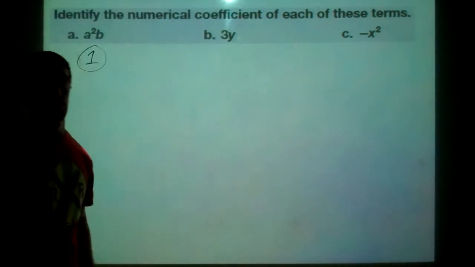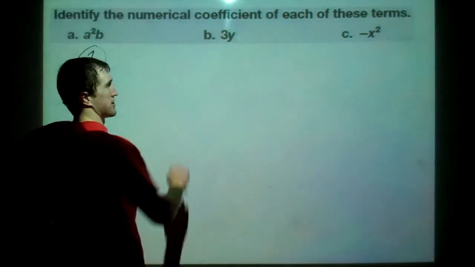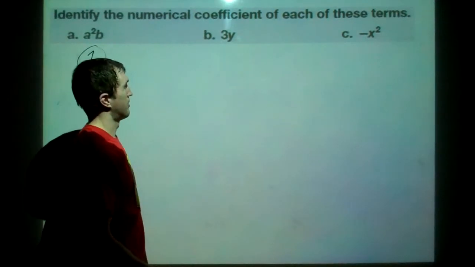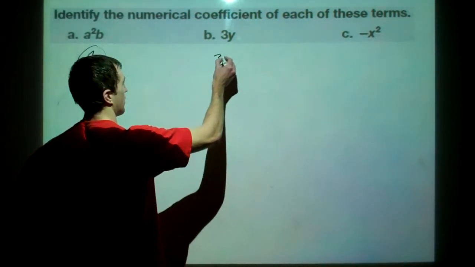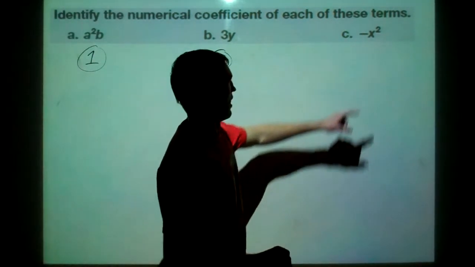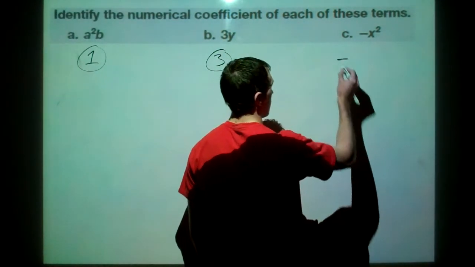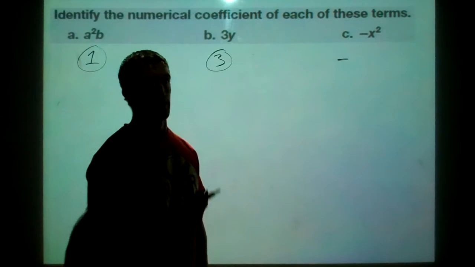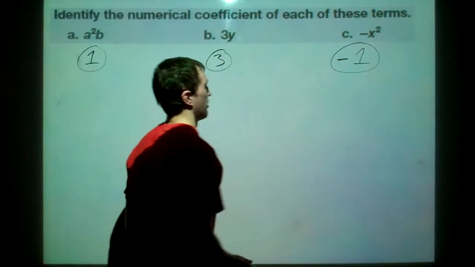Alright, B. What's our numerical coefficient there? Well, I don't see a minus sign, so we know it's going to be positive. And the number is 3, so your coefficient is 3. Alright, now C. I know it's going to be negative because I see that minus sign or the negative sign. I don't see a number, that means we're at negative 1 for a coefficient.